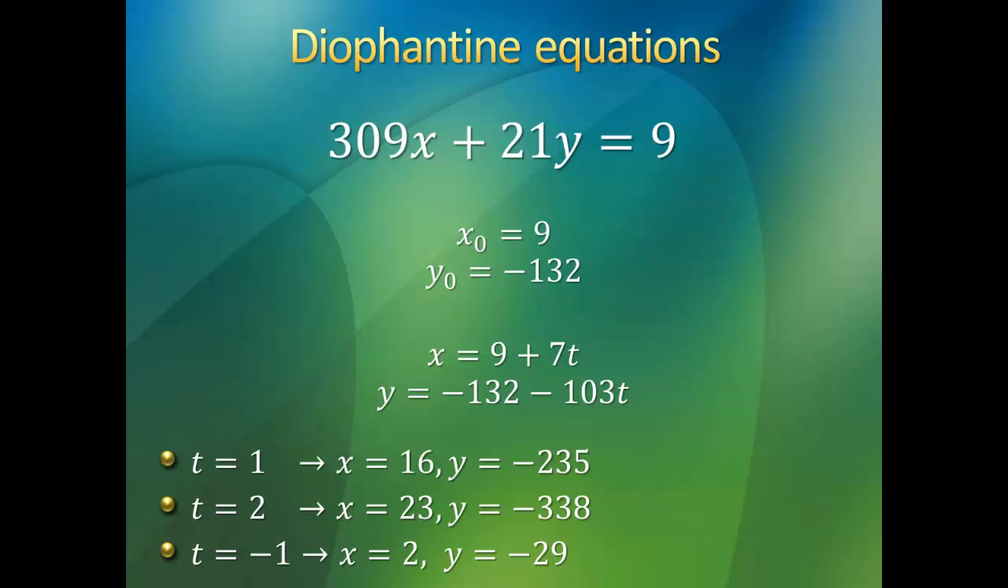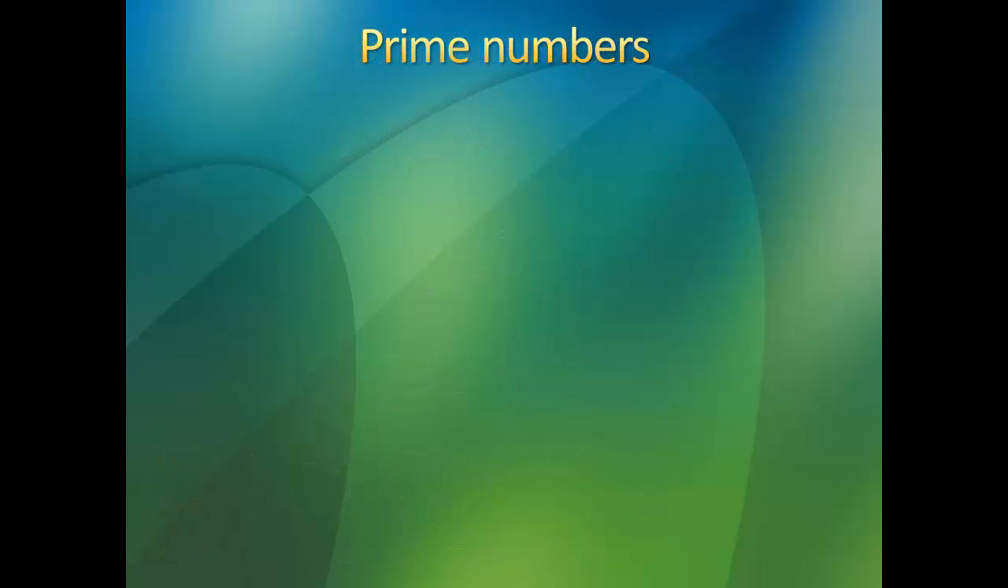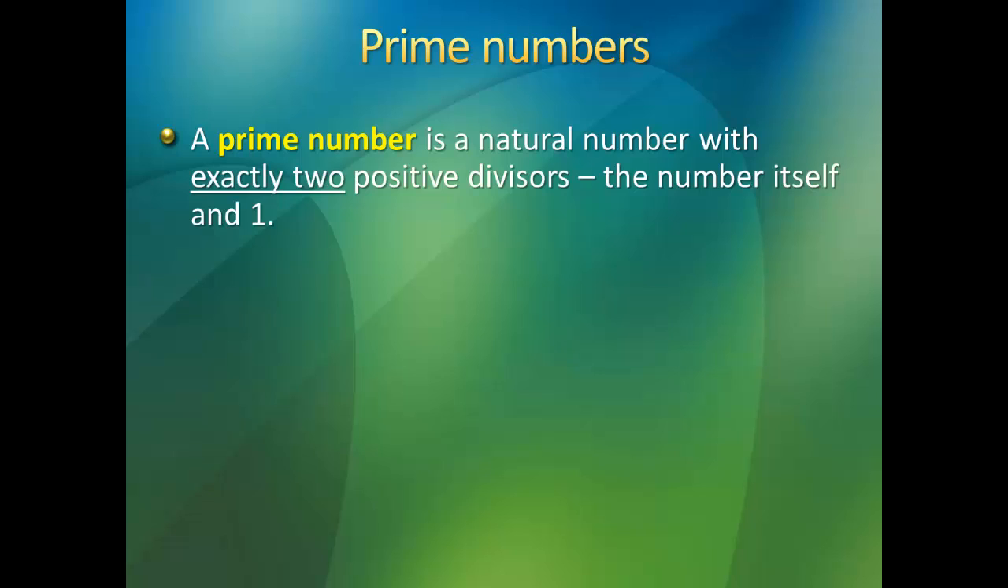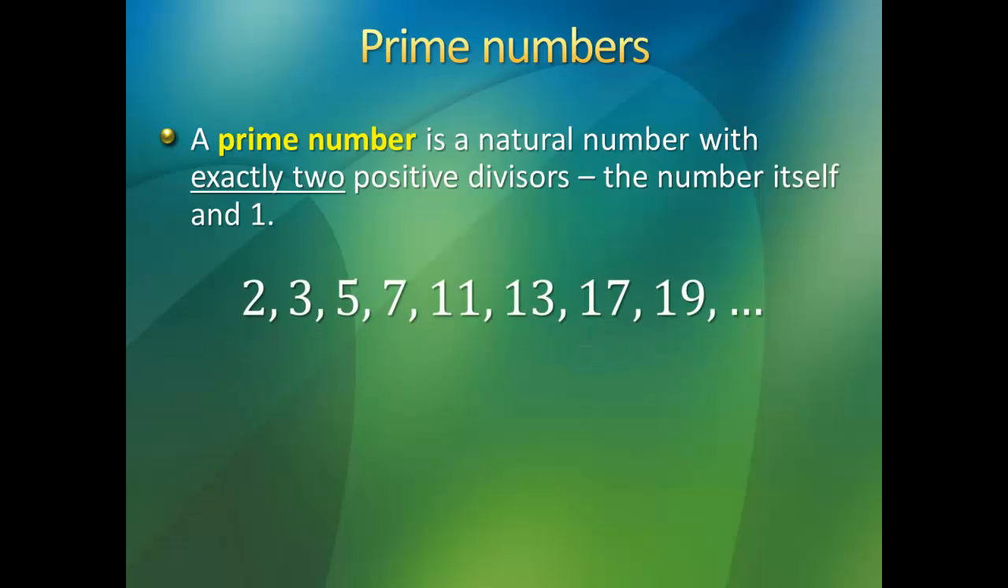Now it's time to delve into what is probably the single biggest and most mysterious topic in all of number theory: prime numbers. A prime number is a natural number with exactly two positive divisors, the number itself and 1. They begin with 2, the only even prime number, after which all are odd: 3, 5, 7, 11, 13, 17, 19, and so on. Be careful. Note that 1 is not a prime number. I'll explain why in just a bit.